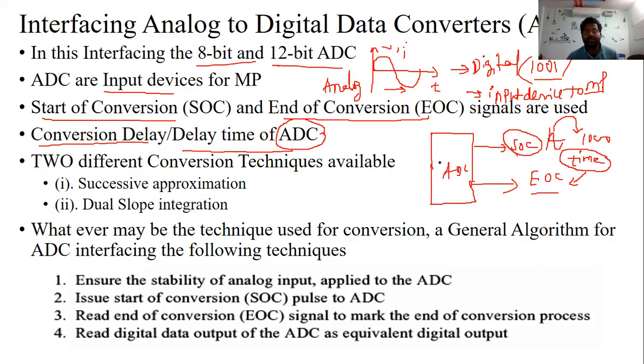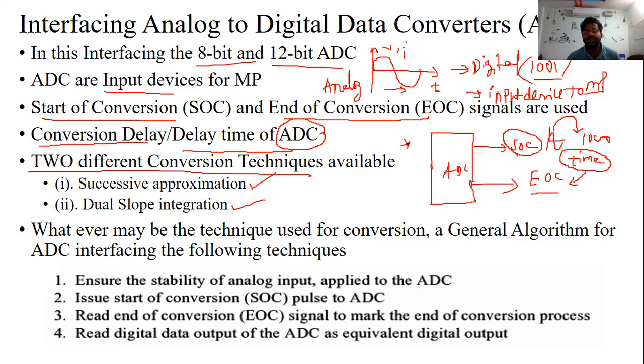There are two types of analog to digital conversion technique. First one is the successive approximation method and second one is the dual slope integration method. These are the two different conversion techniques. What is the conversion delay or delay time? The time required to convert an analog signal to the digital signal is called the conversion time or delay time.